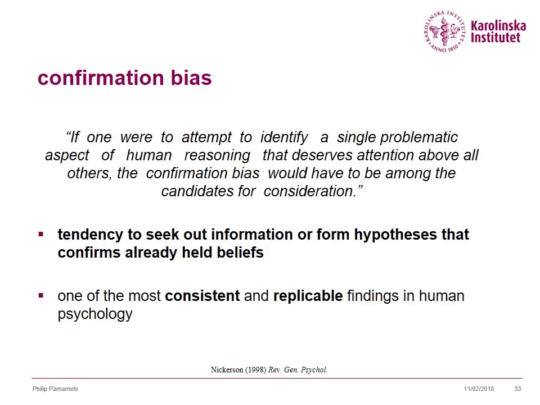So confirmation bias can be defined or understood as the tendency to seek out information or form hypotheses that confirm already held beliefs. And this is one of the most consistent and replicable findings in human psychology. Confirmation bias is important not only to understand performance in something very abstract like the Wason selection task, but to understand a lot of macro behaviors.